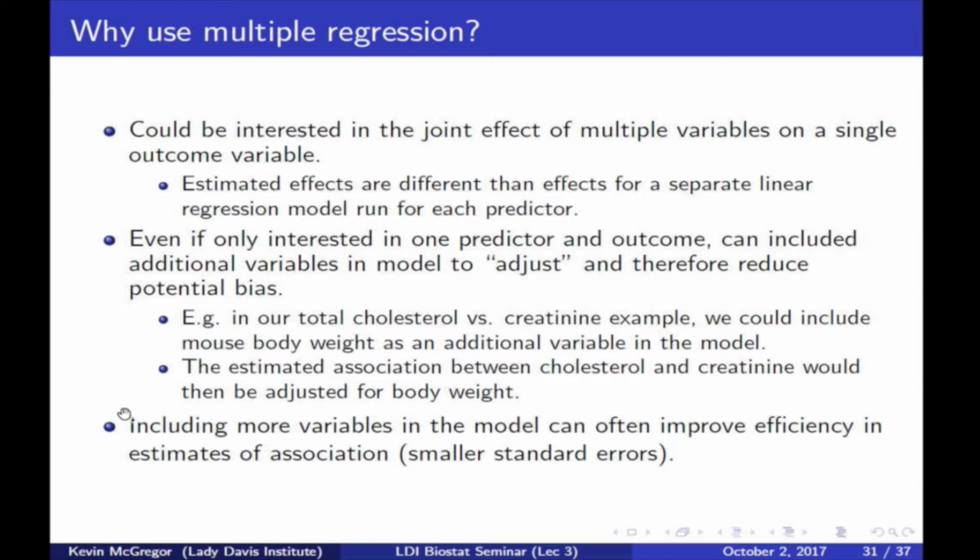And lastly, again, even if we're only interested in the relationship between two variables, between an x and a y, and if we don't even think that there are variables that could cause bias in our estimates, we could still include other variables in that model to improve the efficiency of the estimates of association. And by efficiency, I just mean we end up getting smaller standard errors for that B1 parameter, which means we're more likely to reject the null hypothesis if the null hypothesis is truly false.